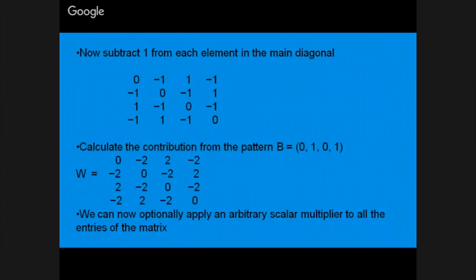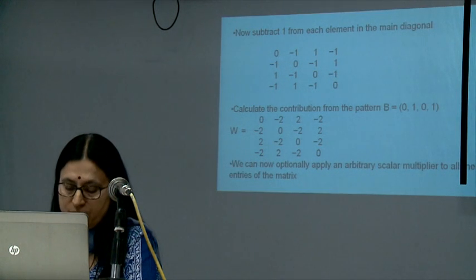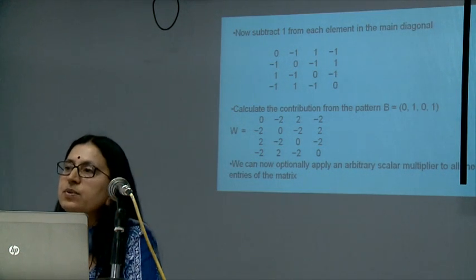So now we have to calculate the contribution of the second pattern, which is 0 1 0 1. So you can see that the second pattern is orthogonal to A. So I want you to find out the contribution of the second pattern 0 1 0 1 to the weight matrix. I will give you 5 minutes, and in 5 minutes you evaluate the contribution of the second pattern to the weight matrix.